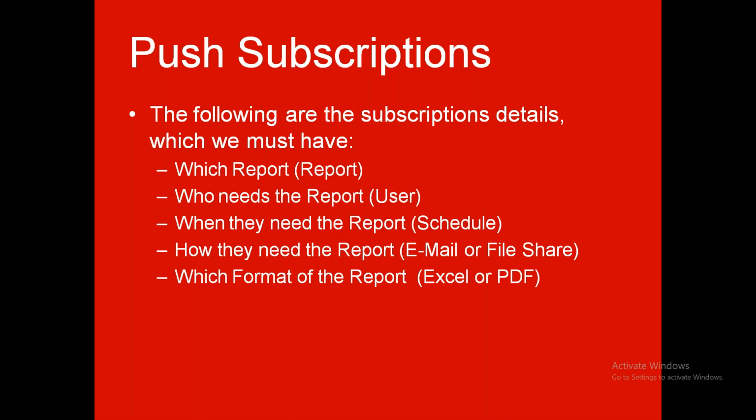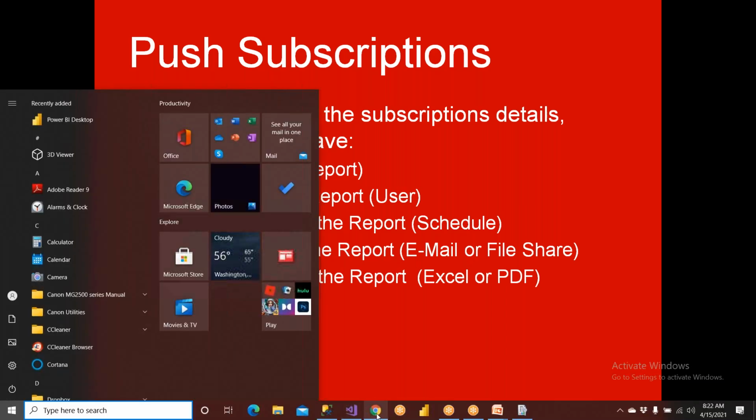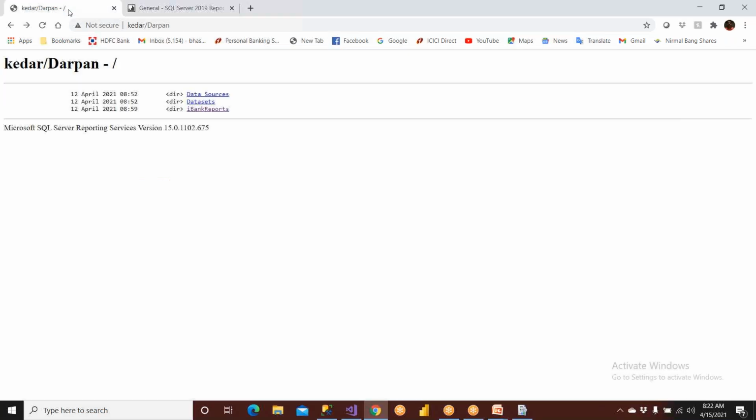Now, to create subscriptions, especially push subscriptions. With pull, we cannot do anything because the customer himself or herself goes to the web and downloads the report. For example, I wanted to have a report. What do I do? I go to my URL. This is the URL. So I go to this one.